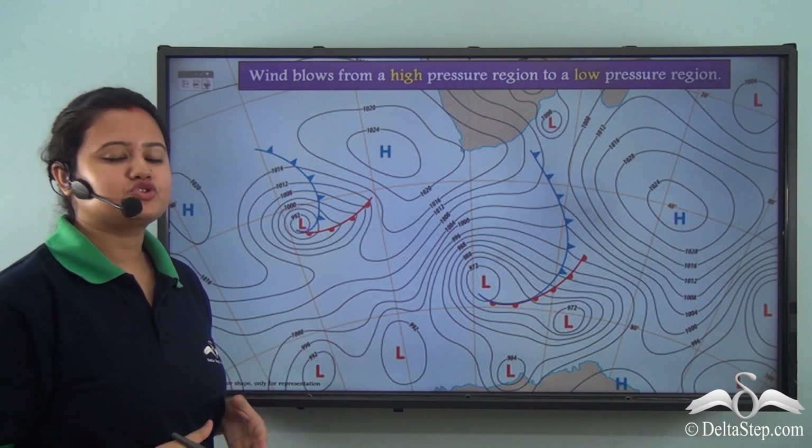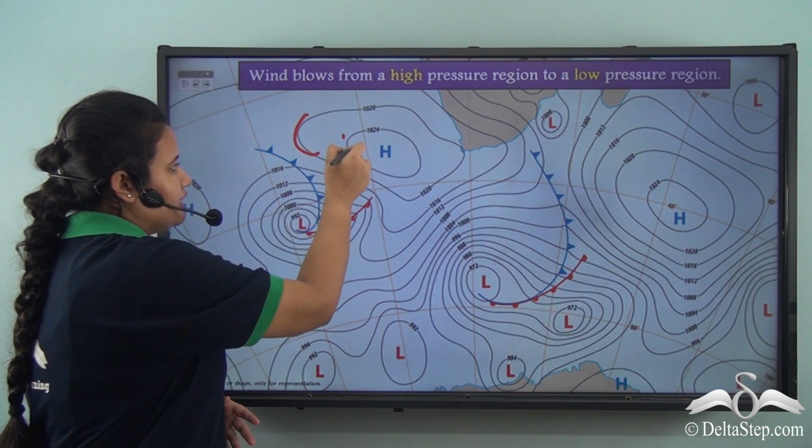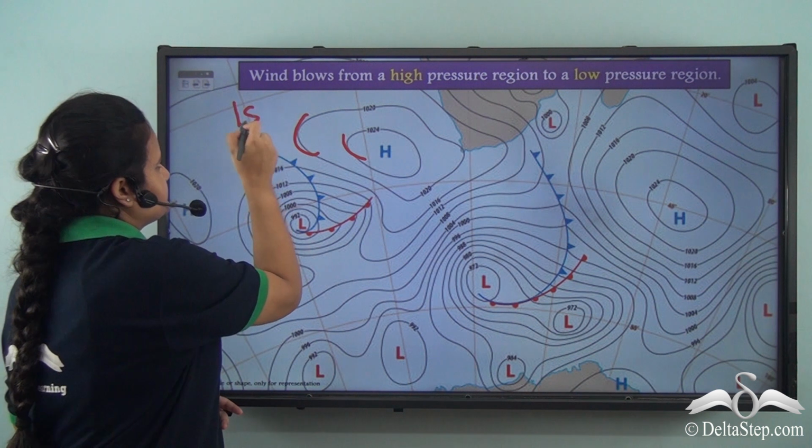Now this is a snapshot of a weather map, and on this map we can see different lines have been marked. Now each of the lines represents isobars.